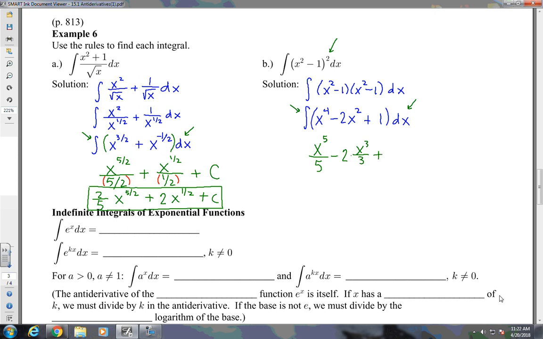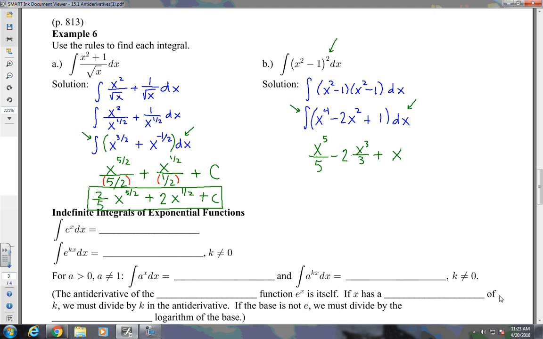Next I have 1 whose antiderivative is x. Okay, now where did that come from? Well, think about the derivative of x. The derivative of x is 1, so it stands to reason that the integral of 1 is x. You can also think of that term 1 as 1x to the 0th. So if I integrate that and I add 1 to the exponent and I divide by the same thing, I end up with x. Either way you want to look at it is good.